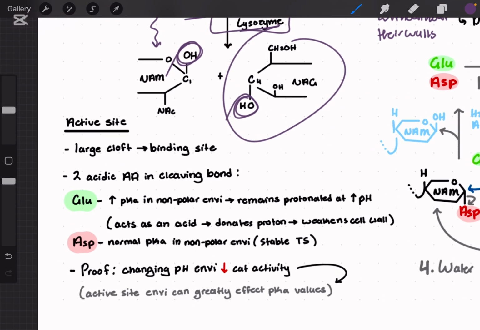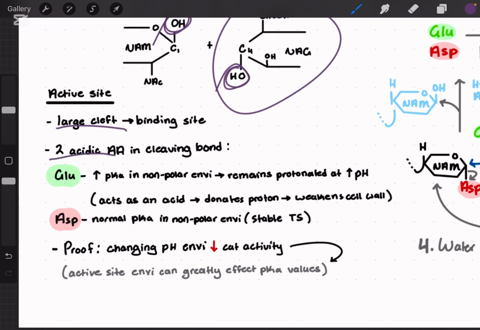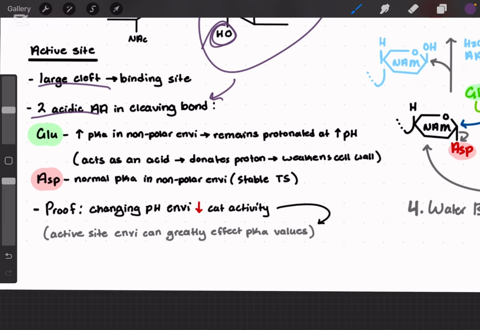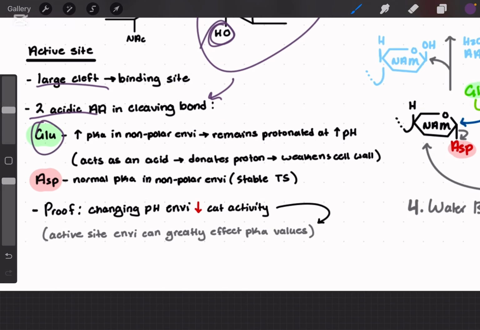But the active site of the lysozyme enzyme is important to its function, obviously, but it has a large cleft and two acidic amino acids in cleaving the bond. So glutamic acid and aspartic acid are very important. Glutamic acid has an increased pKa in nonpolar environments, and aspartic acid has a normal pKa in nonpolar environments.